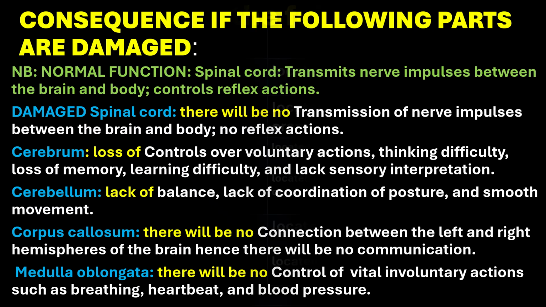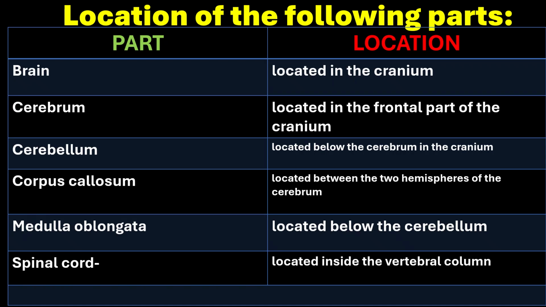Then we go on to the location. We saw it earlier. Each part of the brain has its own location. Where is the brain located? It's in the cranium. Where is the cerebrum located? In the frontal part of the cranium. Where is the cerebellum located? Below the cerebrum in the cranium. Where is the corpus callosum? In between the two hemispheres of the cerebrum. What about the medulla oblongata? Located below the cerebellum or on top of the spinal cord. Where's the spinal cord located? In the vertebral column. These answers can give you 1 or 2 marks. And they are very important things to know. So that is the location.